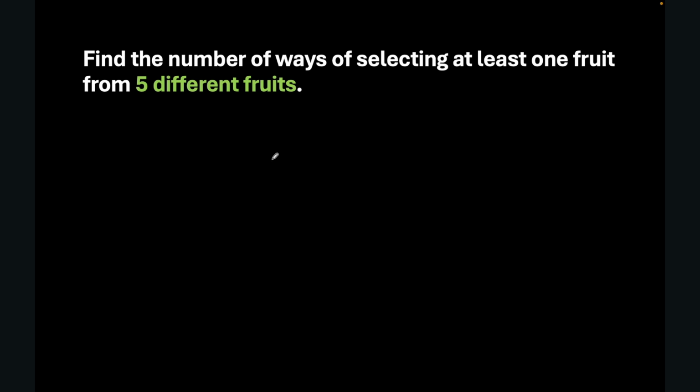Okay, the first example is: find the number of ways of selecting at least one fruit from five different fruits. Five different fruits. So we have fruit A, fruit B, fruit C, fruit D, and fruit E. There are two methods actually. I'll create a division here so we can discuss both methods. Method one, I'll do it in green, is a simple formula way.